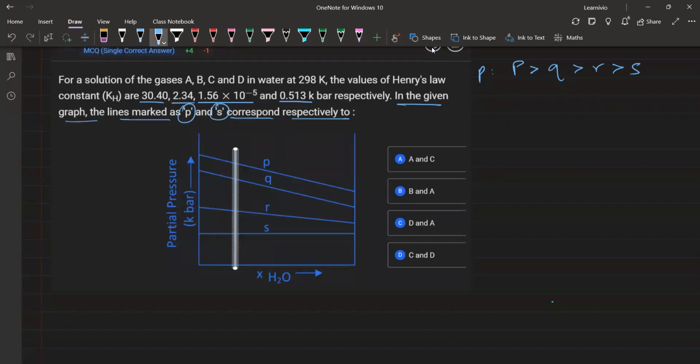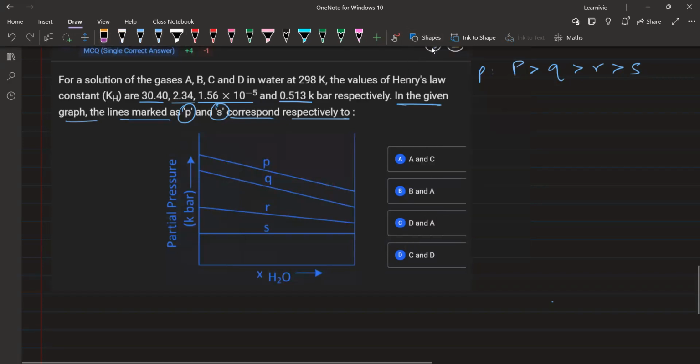ठीक है ना, मतलब ऐसे नहीं कि P को ऐसे नीचे नीचे भी जा रहा है और Q को भी compare कर रहे हैं. Like you are taking the value of P from here and you are taking the value of Q from here. अब ऐसे अगर compare करेंगे, then obviously P is lower than Q. So you have to take something constant. What should be constant?